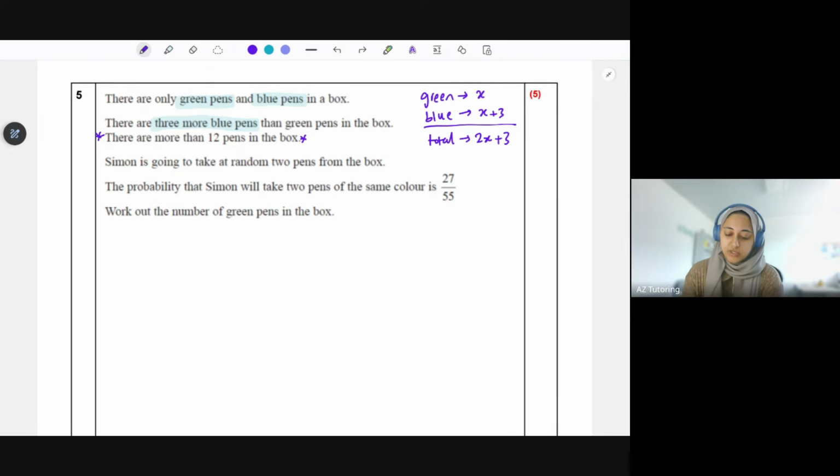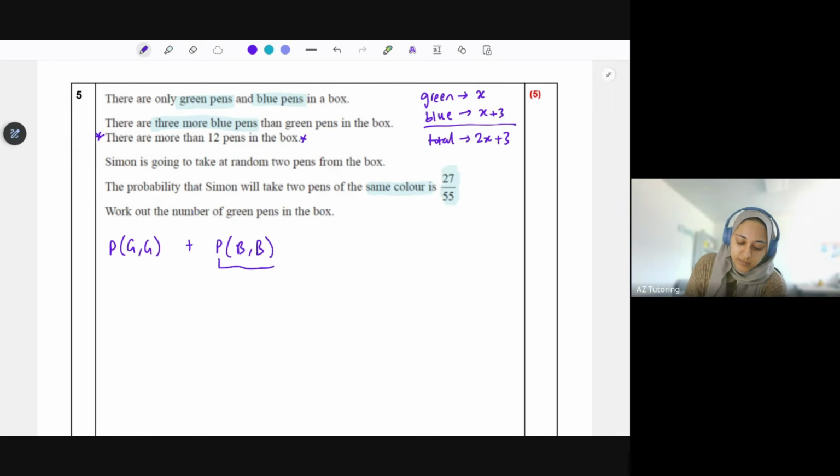Simon's going to take 2 pens from the box. So he's not putting the pen back in. The probability that Simon will take 2 pens of the same color is 27 out of 55. So this one's a bit tricky. The same color, we could have the probability of it being green, green, or we could have the probability of it being blue, blue. Now, when we've got 2 different probabilities, remember we add them together.